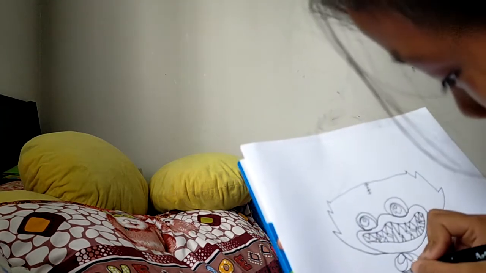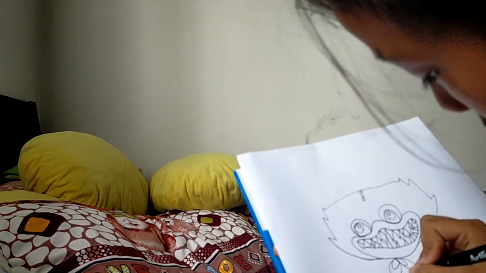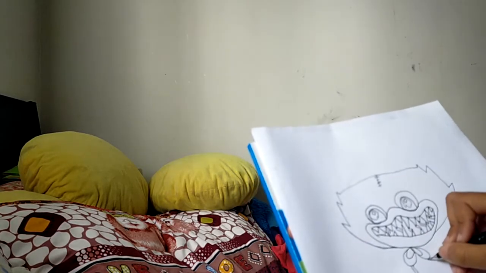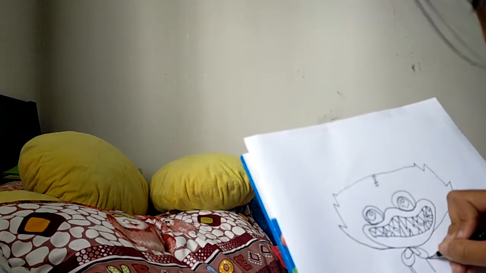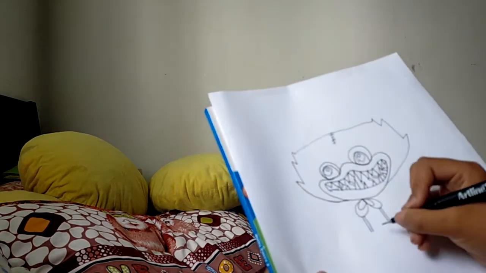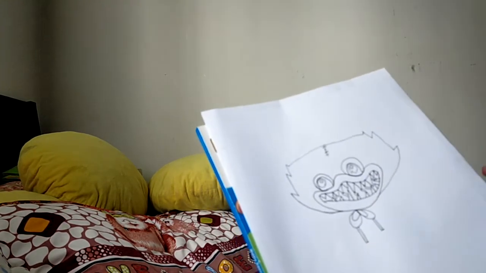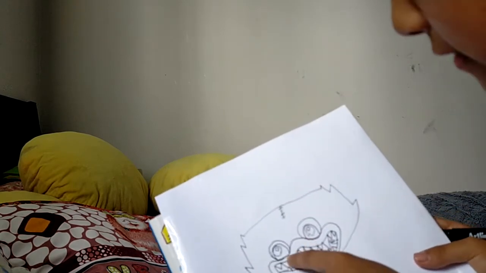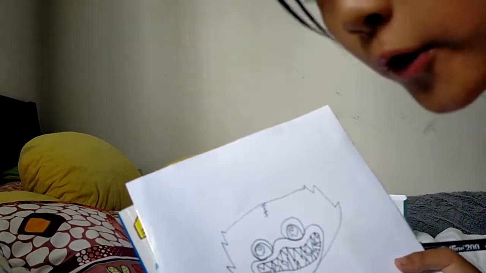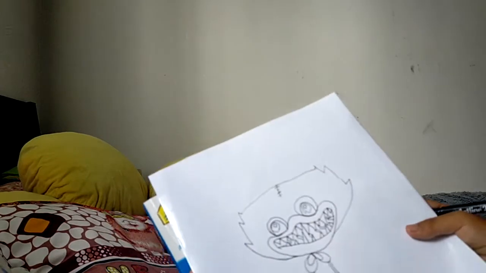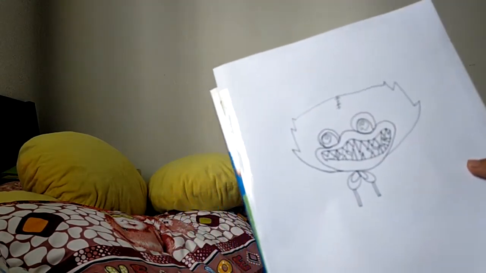Okay, now what we're going to do is do two lines in each one, and I'm going to connect them. Do that. It looks so scary right now. The eyes and the teeth look so scary right now. And yeah, I hope you guys can see it.